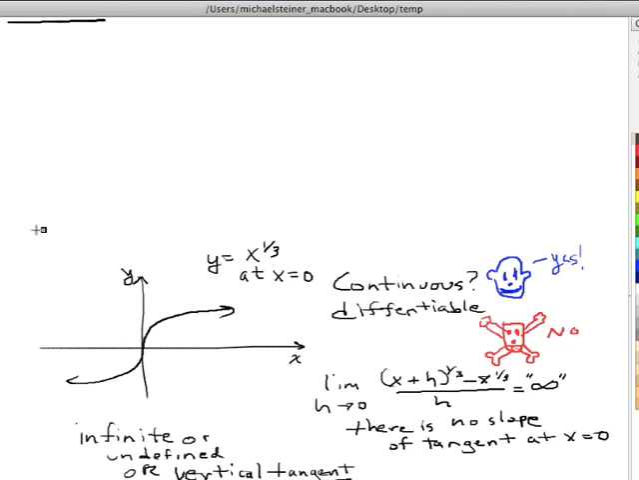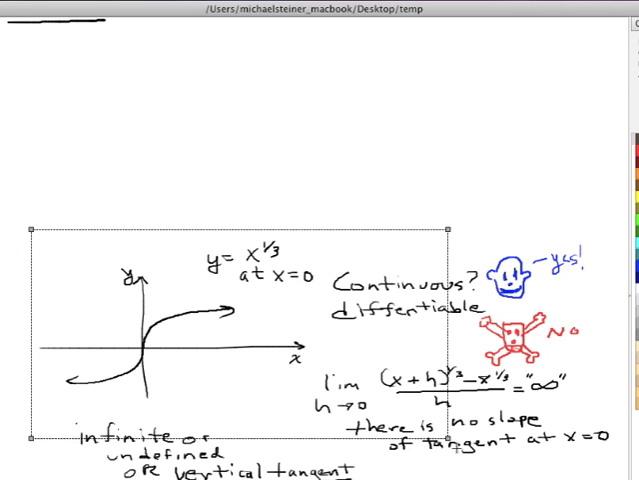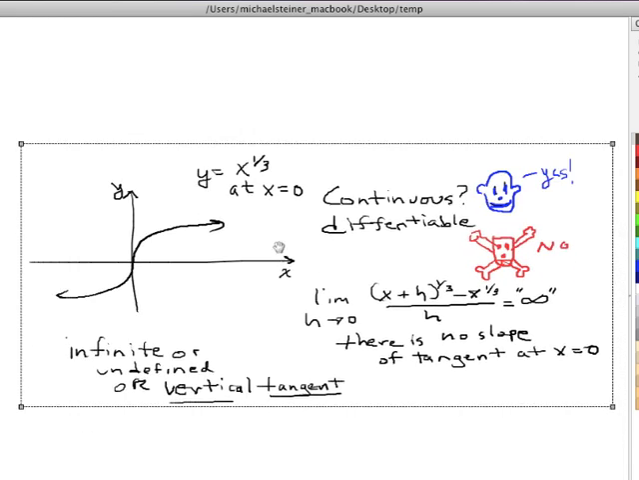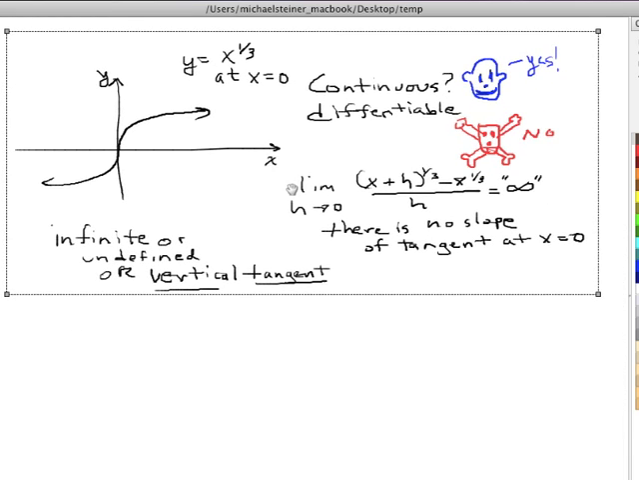What about this one here? y is equal to x to the 1/3 power, so the cube root of x. Is this continuous? Yes, you can look just at the graph and you can see it is continuous. Is it differentiable? Sadly, it is not. If we take the limit as h goes to 0 of (x plus h) to the 1/3 minus x to the 1/3 over h, if we did it numerically using smaller and smaller h's, we would get infinite.